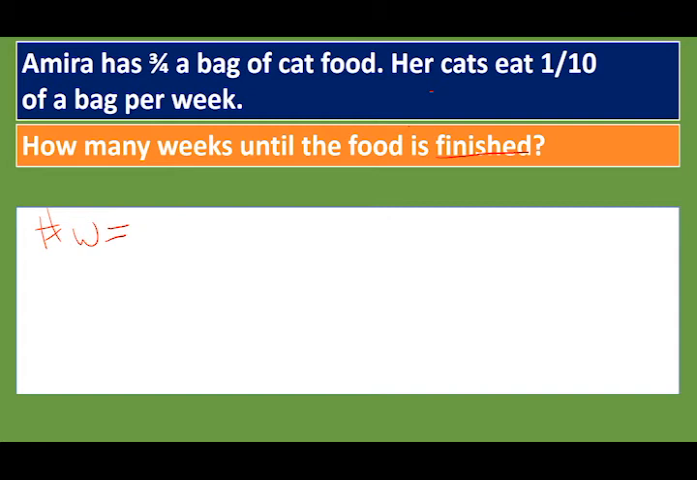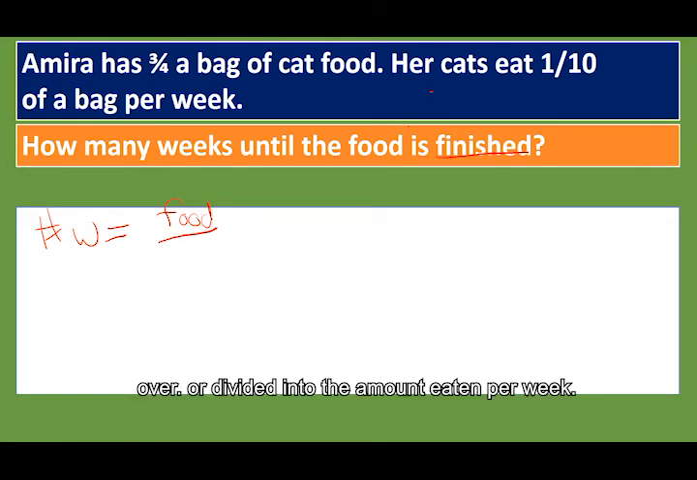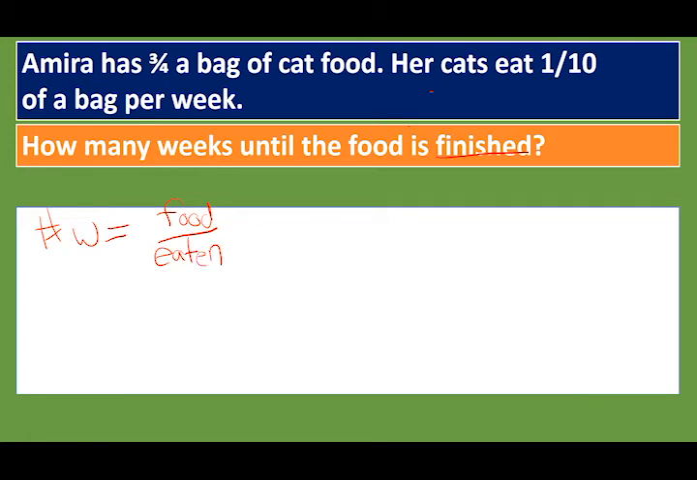equals all the food, all the cat food, over or divided into the amount eaten per week. This means when we want to put in our numbers, we don't know how many weeks, but we know how much food we have, 3/4 of a bag, over how much is eaten per week, and that is 1/10 of a bag.